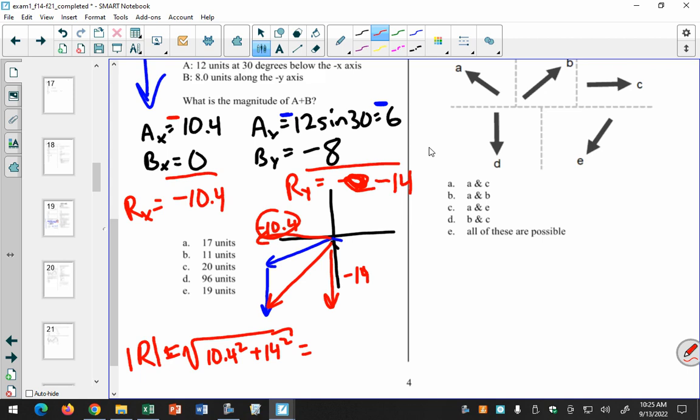And that's going to be, what is that, 17? No, that's not 17. What is it? It's 17. Okay, so 17 is the answer.